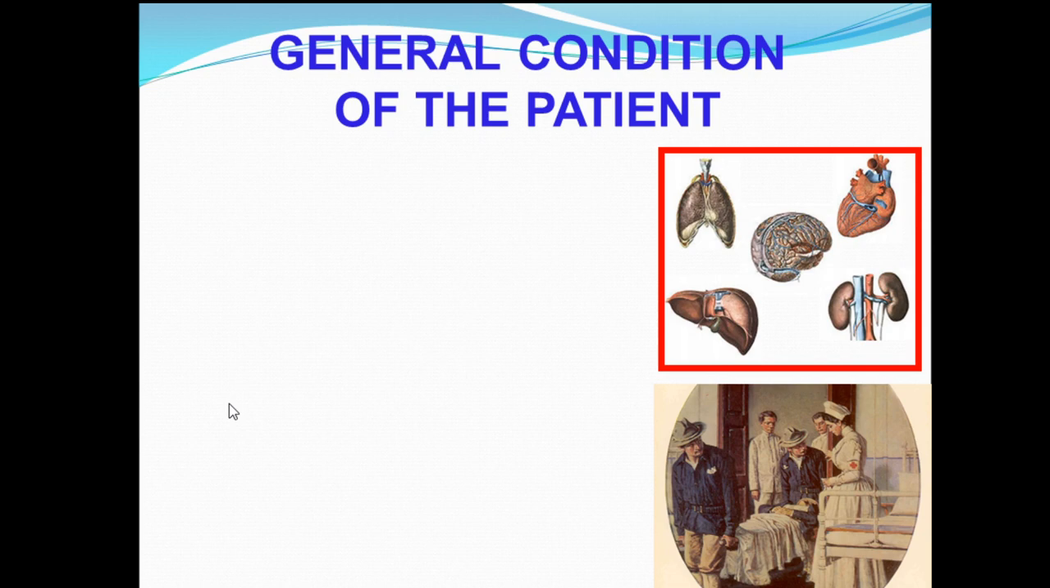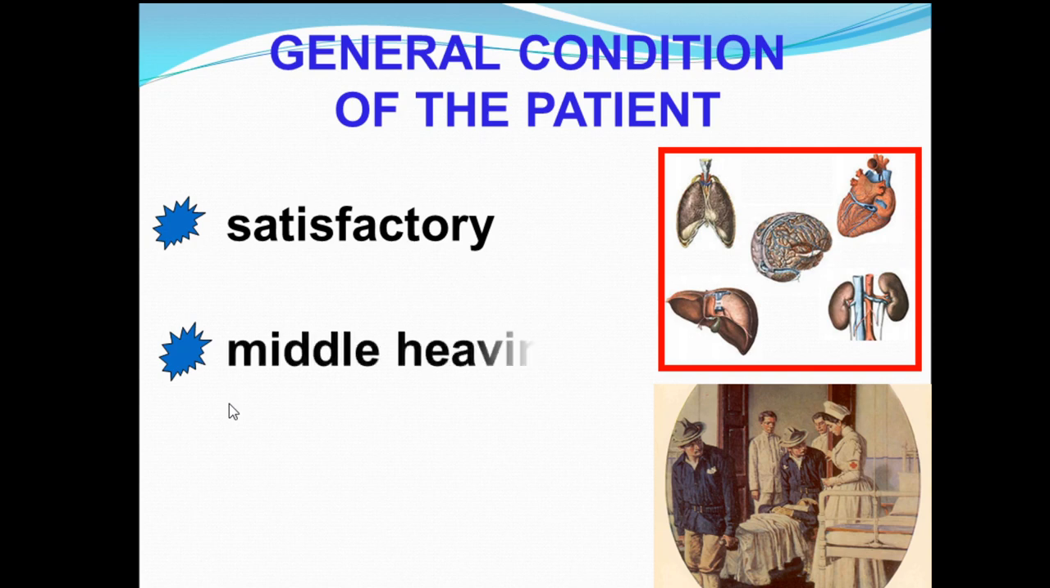We distinguish three main types of general conditions. Satisfactory: function of vital organs is halt, and the patient can be examined anytime and completely because his condition is satisfactory, no any aggravating factors. Middle heaviness condition is characterized with affection of vital organs and disturbance of their function, but it cannot provoke immediate death of the patient.